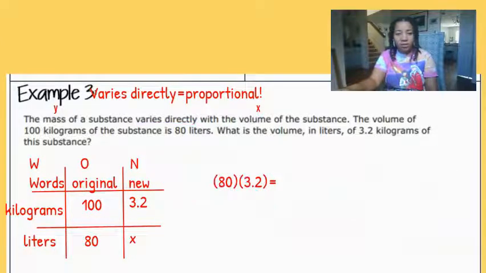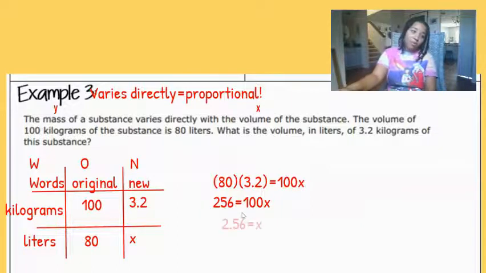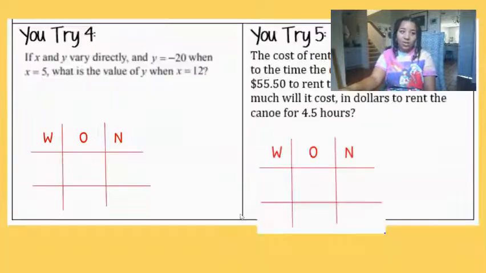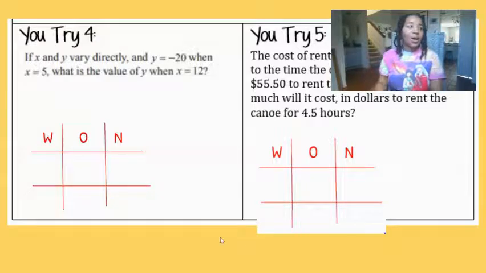Why do I bother writing? You got to cross multiply and you get 80 times 3.2, which equals 100x. 256 equals 100x. Divide both sides by 100 and x equals 2.56. Look at that.